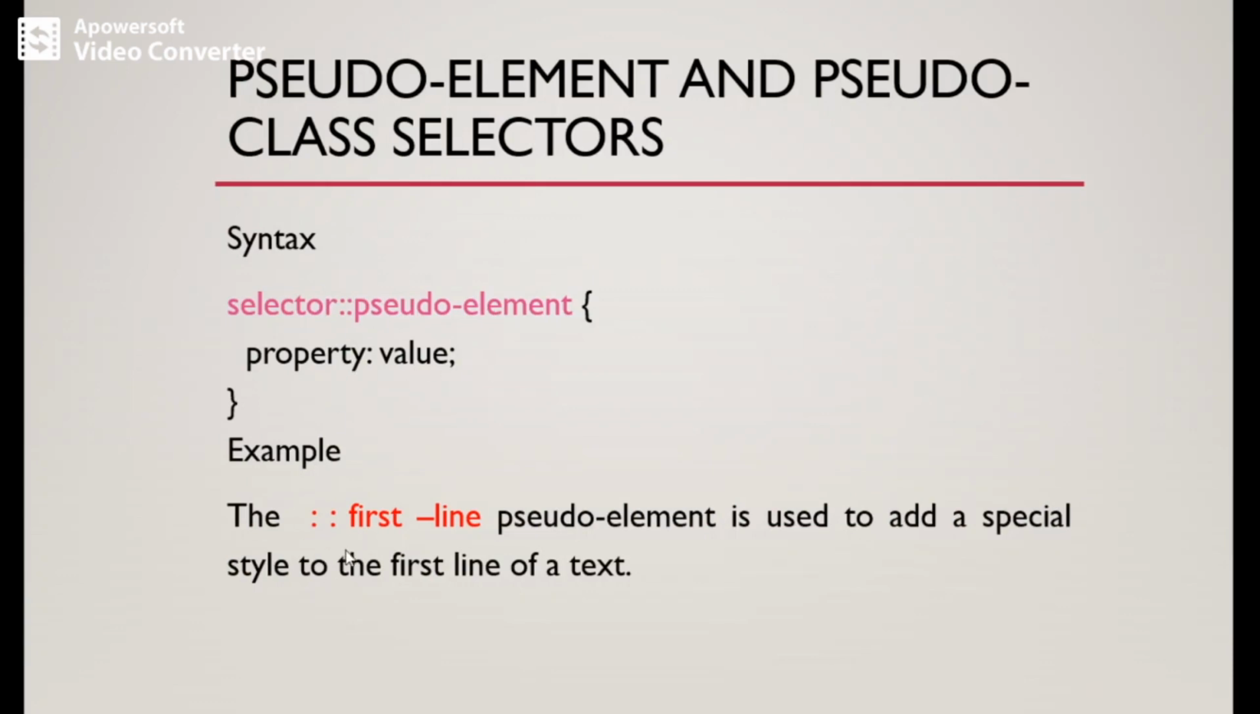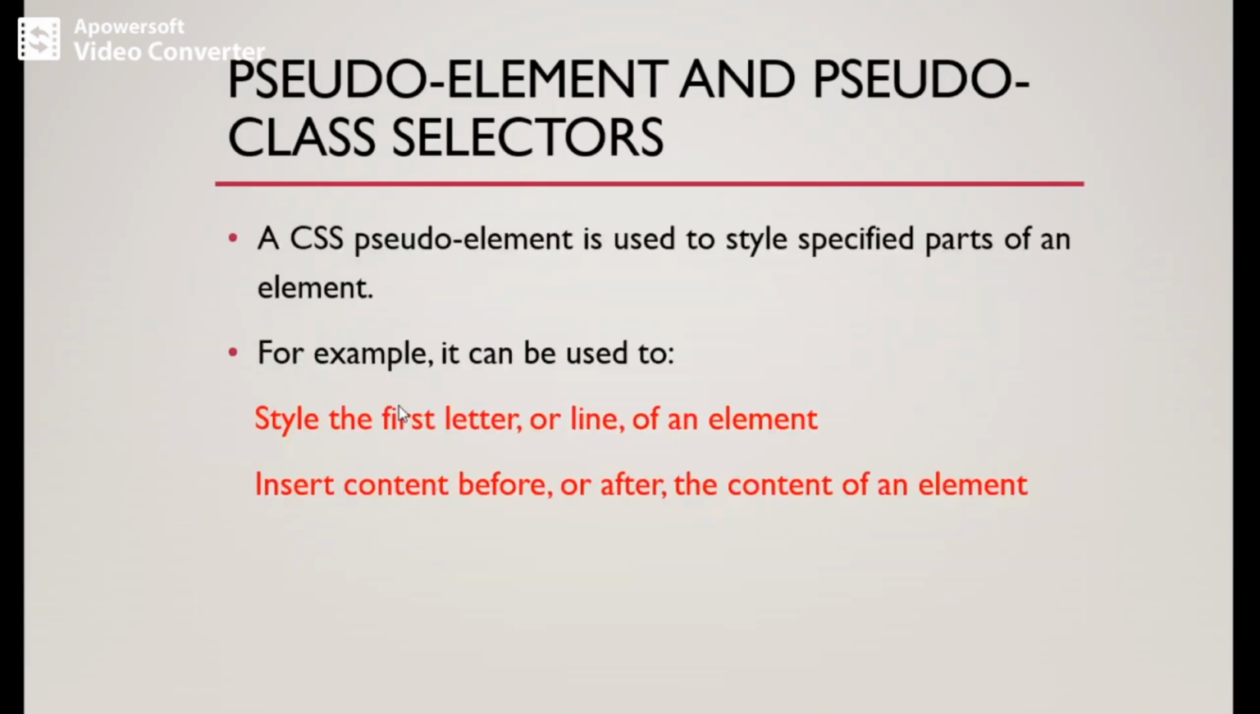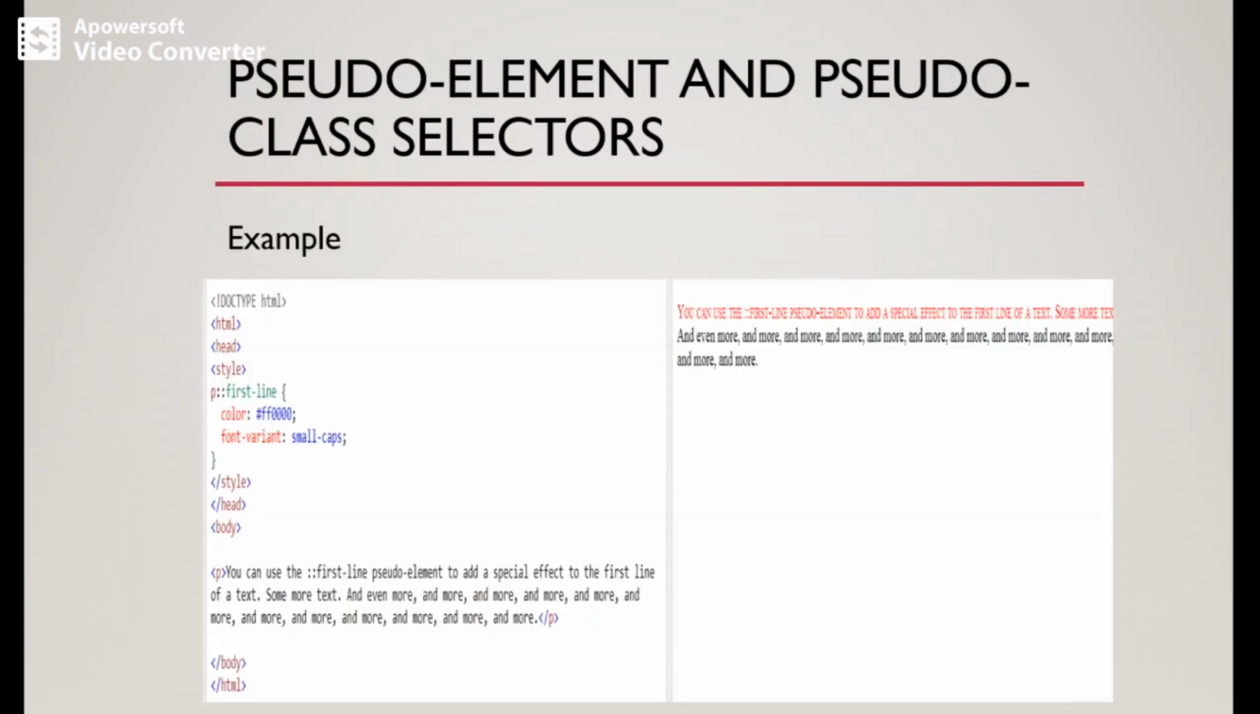For example, you have here the pseudo element first line. It is used to add a special style to the first line of a text. In this example, you can see here is the first line of the text, the color appears red, and the font variant is also there, small caps. So that is the change. So the pseudo element is used to style specified parts of an element.